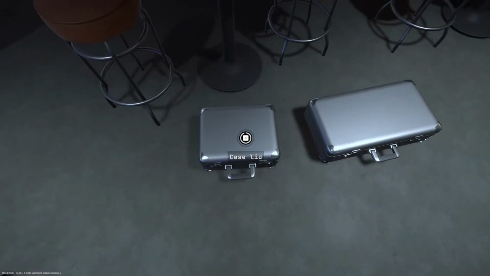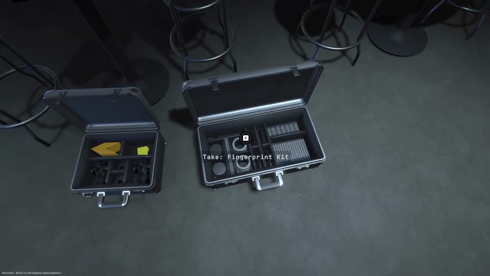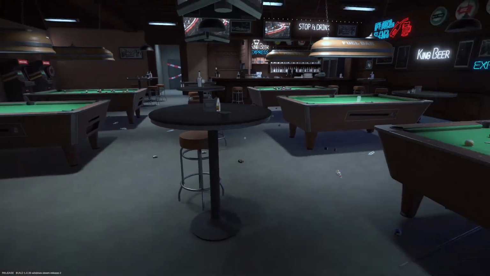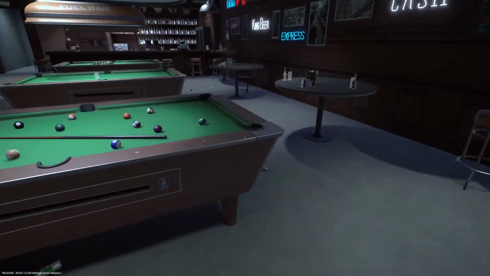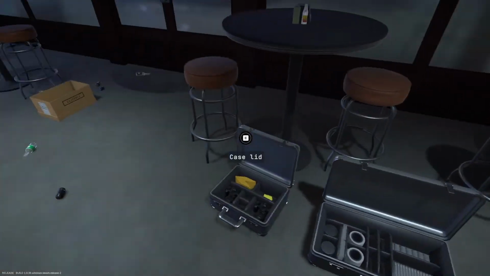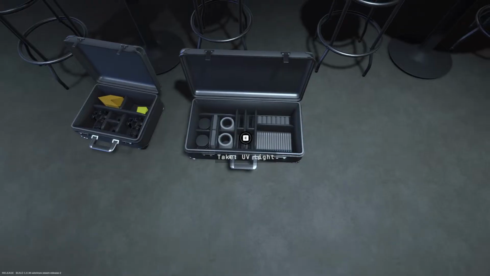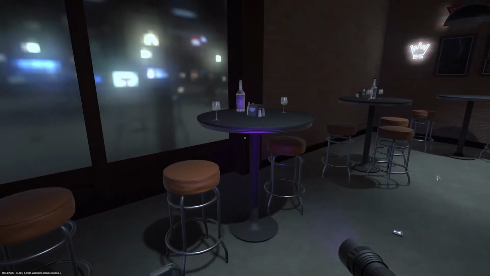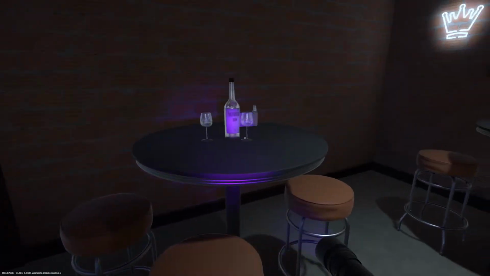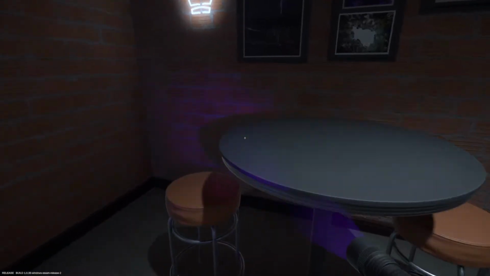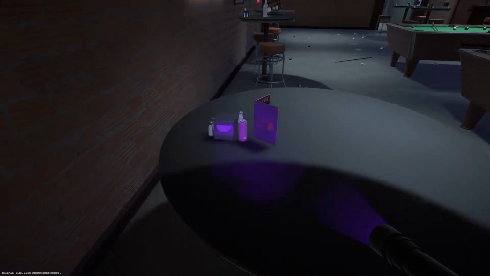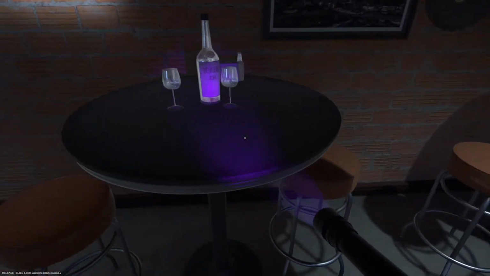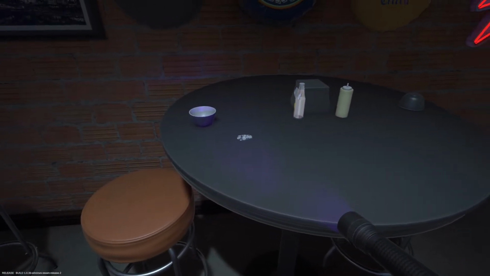Alright, what are we working with here? I'm assuming we got more tools somewhere, right? If someone fired a gun, we're probably gonna have to be checking that. Let's check these tables really quick for possible fingerprints. Okay, there's some fingerprints.